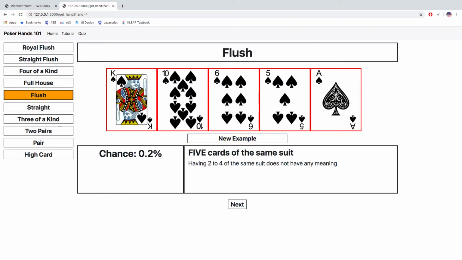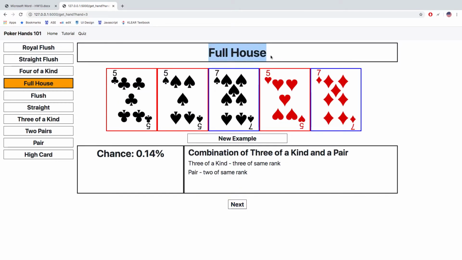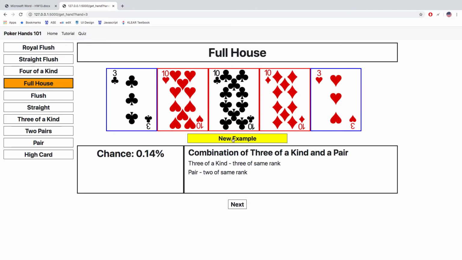All diamonds, all spades. Okay, full house. Combination of 3 of a kind and a pair. 3 of a kind, which is this right here, 3 of the same rank, and a pair, which is 2 of the same rank. Okay, so 3 of a kind was 3 of the same thing, which must be these red bordered cards. Okay, there's 3 of them. And a pair.